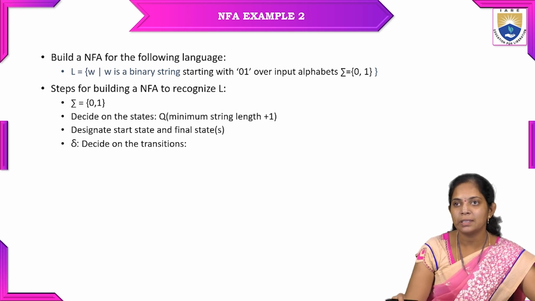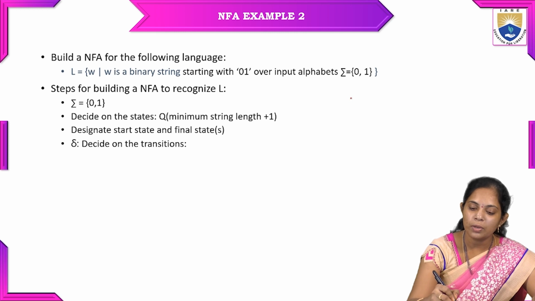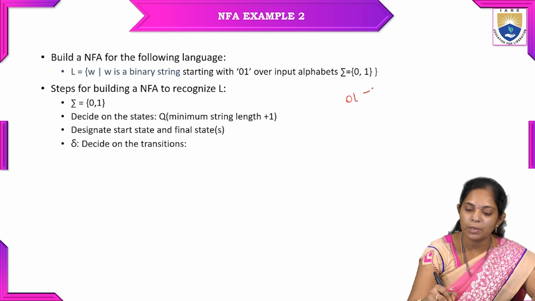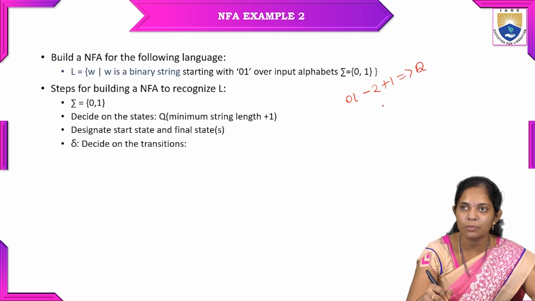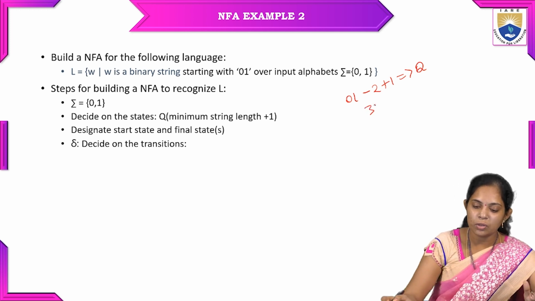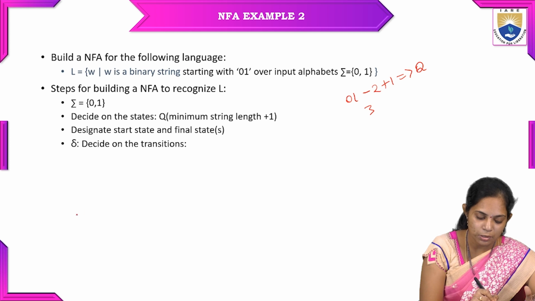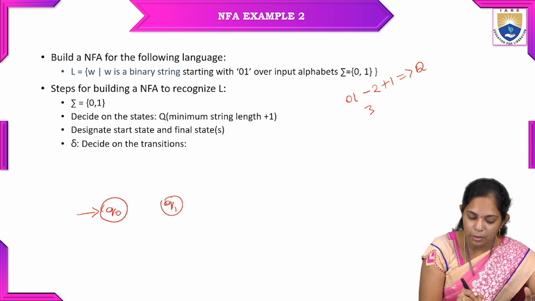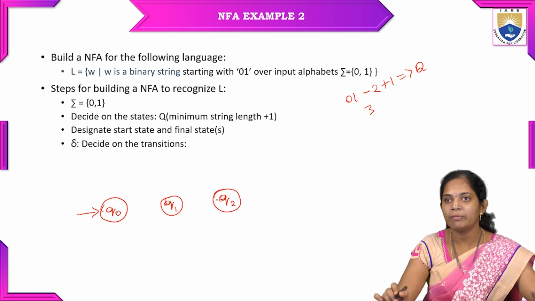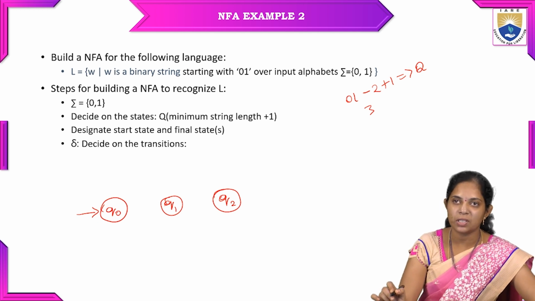So the minimum length here is 0 1, in the sense it has the minimum length 2 and we require one more. So how many states do we require for the construction of this NFA? 3 states. Let's draw those 3 states. Always we have to initialize the state q0 with the arrow mark, and then q1 and q2.